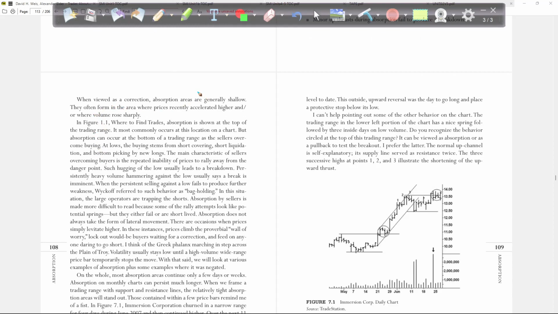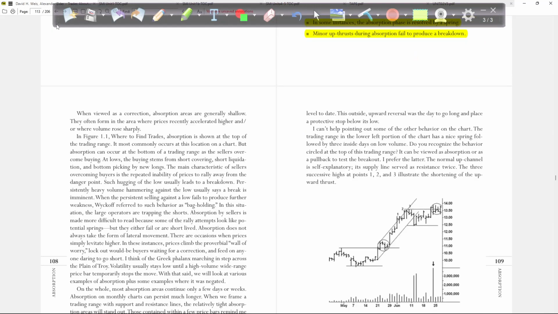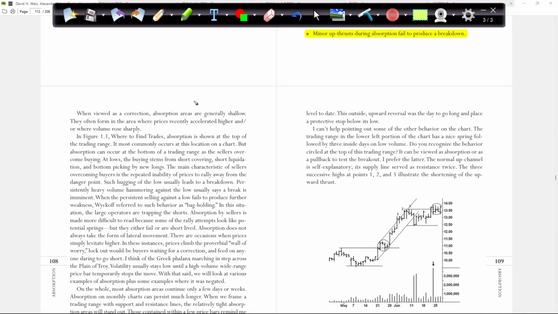When viewed as a correction, absorption areas are generally shallow. Let me just highlight this one too. They often form in the area where prices recently accelerated higher or where volume rose sharply.